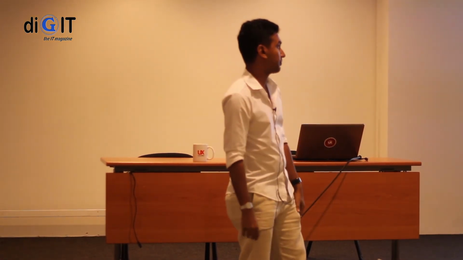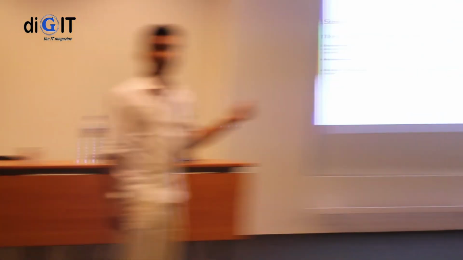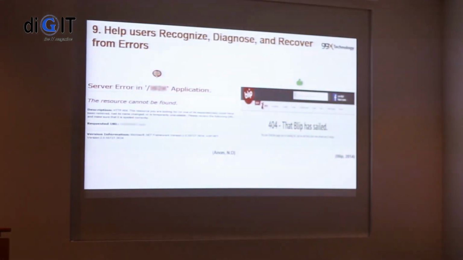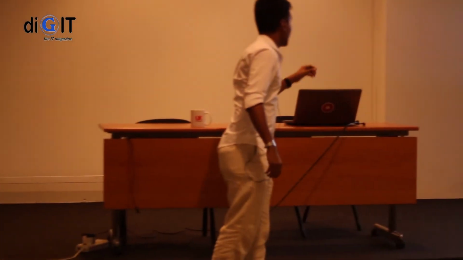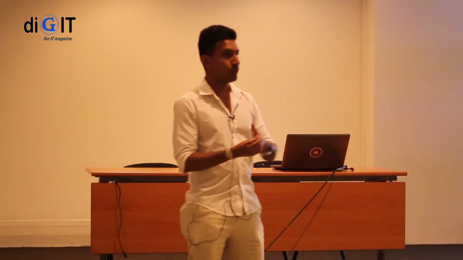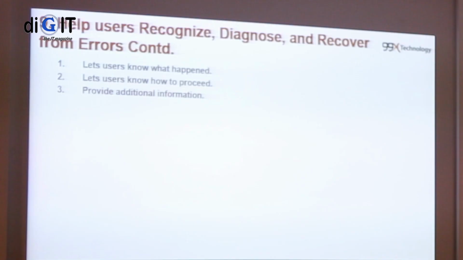this is much better. It tells you what went wrong. It also gives you recommendations as to what you should do next. So basically, if you're giving an error message, make sure that you let the user know what went wrong, tell them how to get out of this situation, and if you want to, provide additional information.